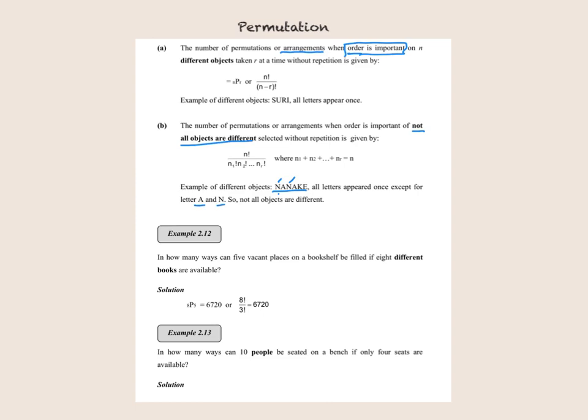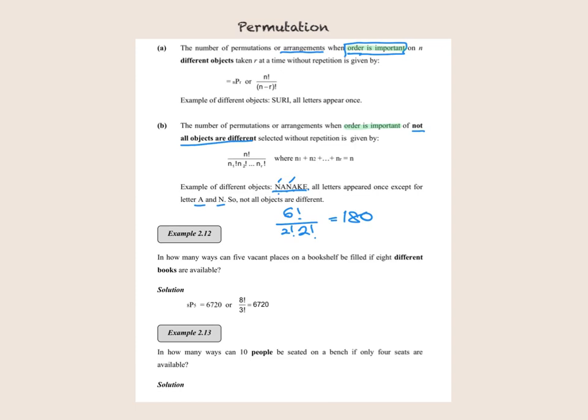So in this case, for this formula, we have to calculate it first. 1, 2, 3, 4, 5, 6. So we have 6 objects, but not all objects are different. So we have 2N and 2A. So this is the answer. You need to calculate it, equals 180. The most important thing in permutation is you need to make sure that the order is important. When the order is important, it is permutation.